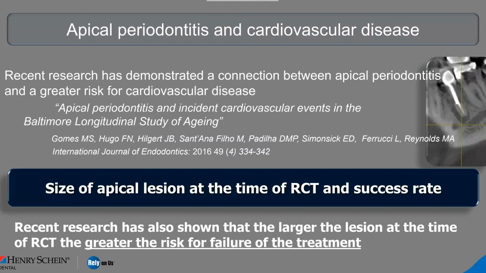We also know that the size of the lesion at the time of discovery and the time of treatment will really determine its success. So the larger that lesion is, the less likelihood that we will be able to successfully treat it. So if there's quite a lot of bone loss, it might be better for that patient to go ahead and do an extraction and place an implant rather than heroics to try and save it. Just knowing that there's a greater risk for failure of that treatment when we have a larger lesion.